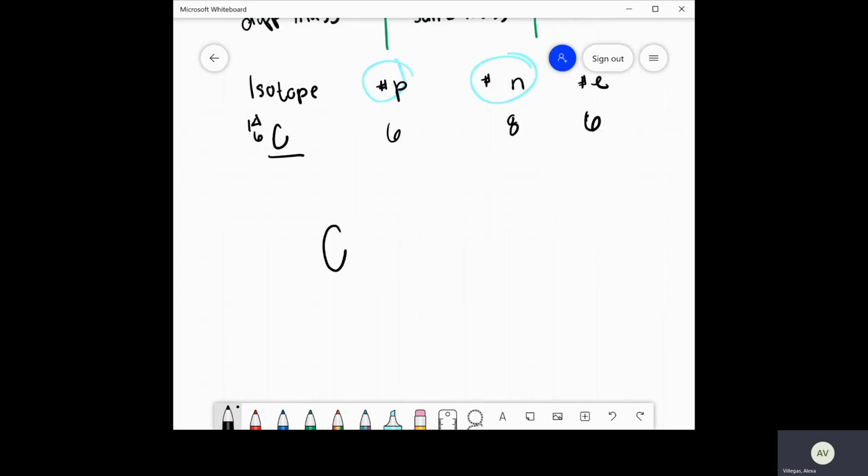Then just in general, when you're looking at the periodic table, that is going to be your atomic number. That is going to be atomic weight, mass number.